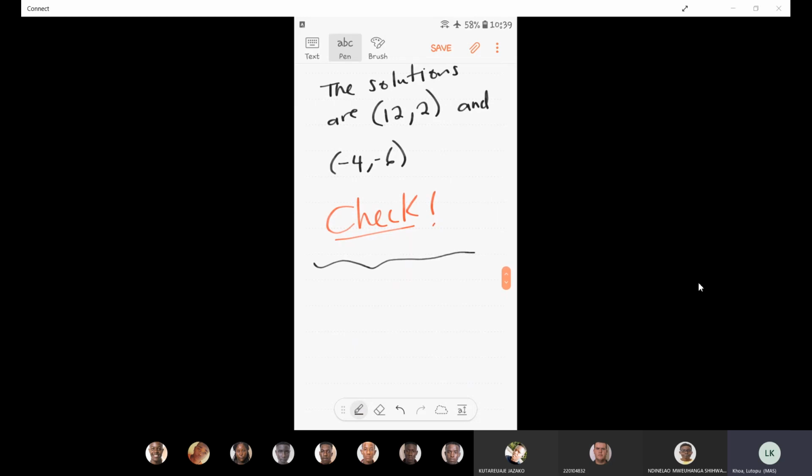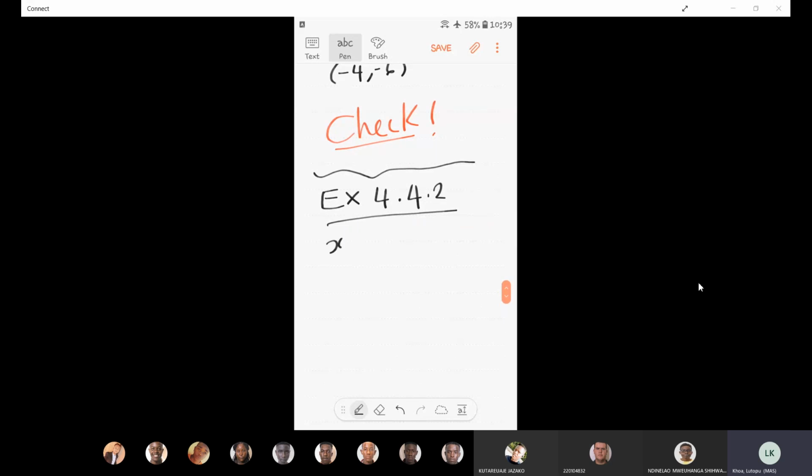And then now exercise 4.4.2, we have x minus y, this is equal to 1, and then xy, this is equal to 12. So again, you make x or y the subject of the formula in one of them, then substitute in the other one. The one you choose to make the subject of the formula is up to you, and it doesn't even matter. But always pick the one that is easier to make the subject of the formula. So from this one, I can get x is equal to 1 plus y.